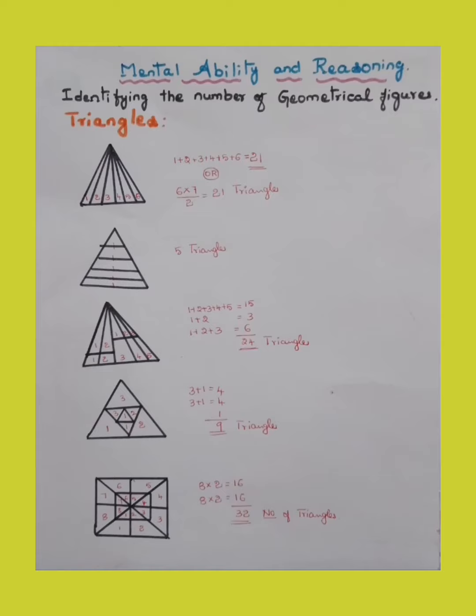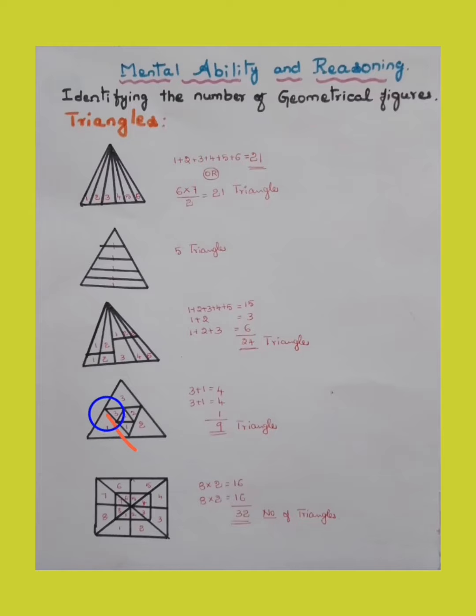Next, if it is a triangle inside a triangle, how many triangles are given in this pattern? You have to check first for the outer triangle. You can just write the numbers 1, 2, 3. So we have 3 for the outer part, plus this big triangle 1. So 3 plus 1 is equal to 4.